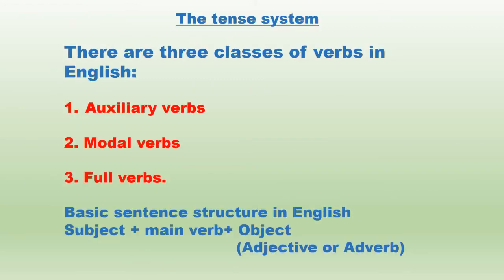Generally, there are three classes of verbs in the English language: auxiliary verbs, modal verbs, and full verbs. Before I start talking in more detail about these classes, I want to mention that the basic sentence structure in English consists of subject, main verb, and object. Sometimes an adjective or adverb is used instead of an object.